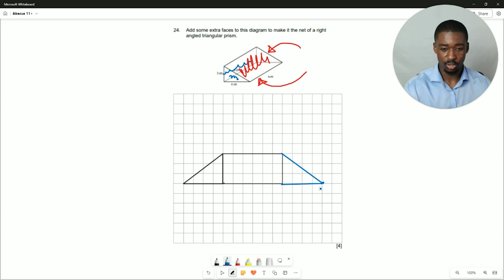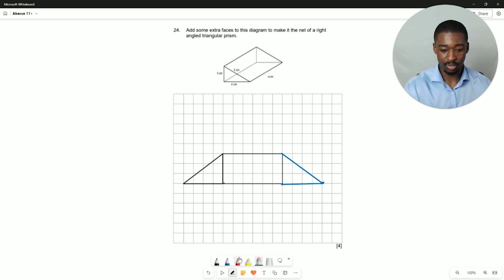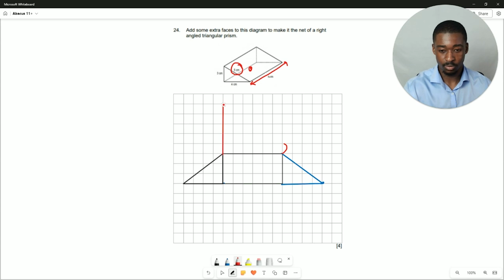Okay, so we have this triangle. Then let's put in this big face at the top, this one right here. We see that this one is going to be all the way, so 6 centimeters across, and then up. Do we know how far up it is? Well, right here it shows us it's going to be 5 centimeters up. So 5 up, 1, 2, 3, 4, 5, and 6 across, 1, 2, 3, 4, 5, 6. So it lines up perfectly. So let's draw this in.